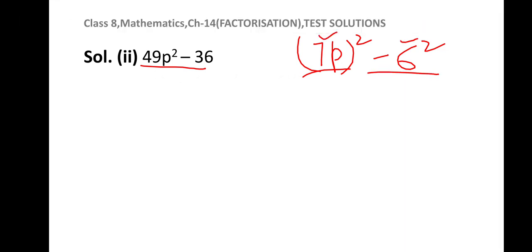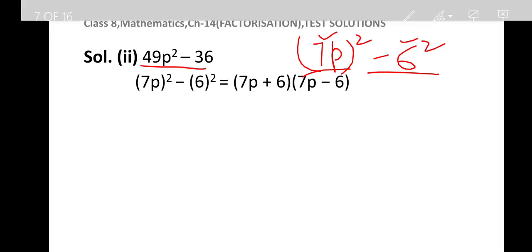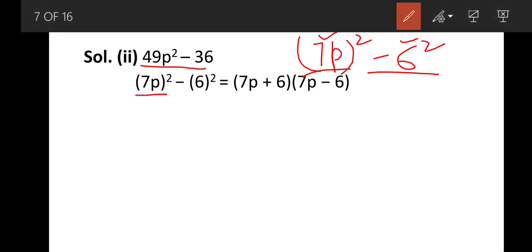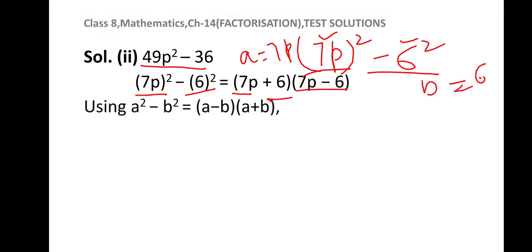So let us see. We have done it like this. 49p square has been written as 7p whole square, minus 36 can be written as 6 square. So we have related it to identity number 3, and identity number 3 is a square minus b square is equal to a plus b, a minus b. So a is 7p and b is 6. You need to mention the identity used, that is a square minus b square is equal to a minus b, a plus b, where a is 7p, b is 6.